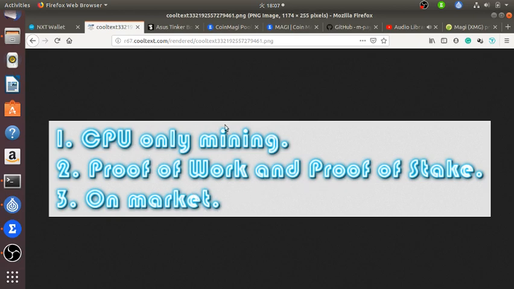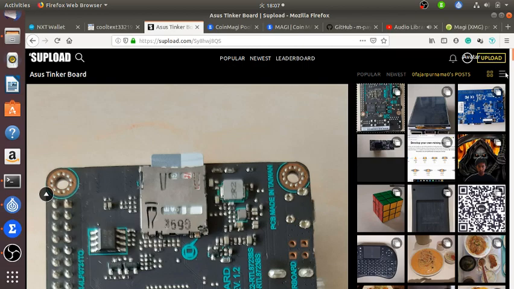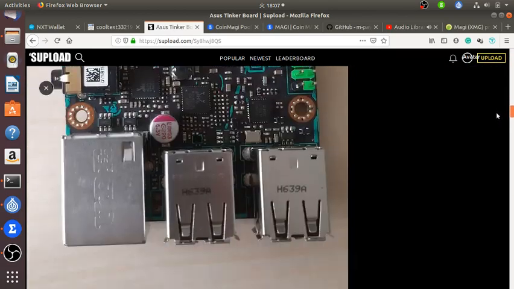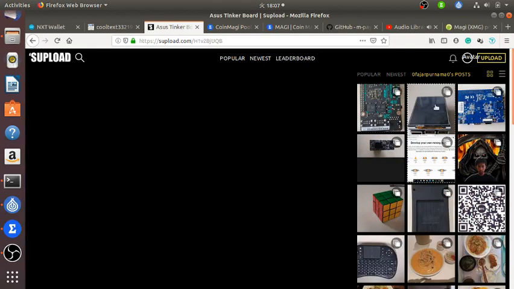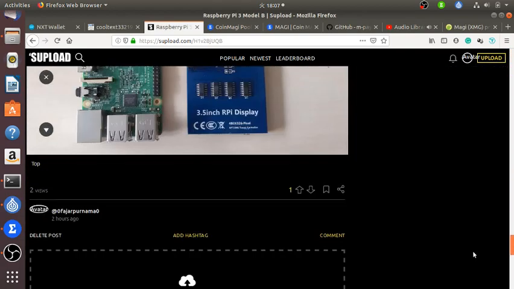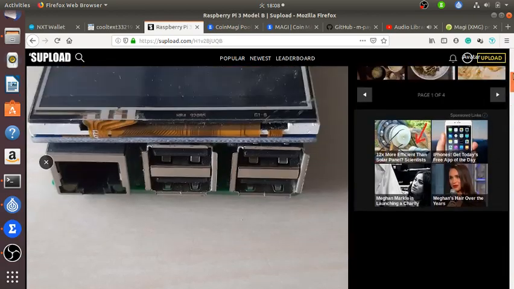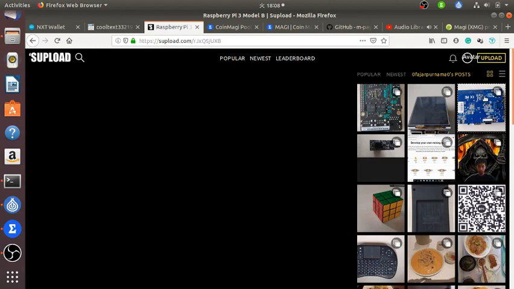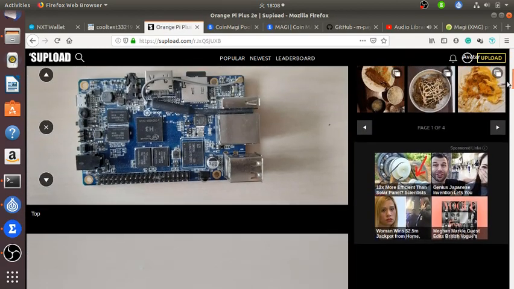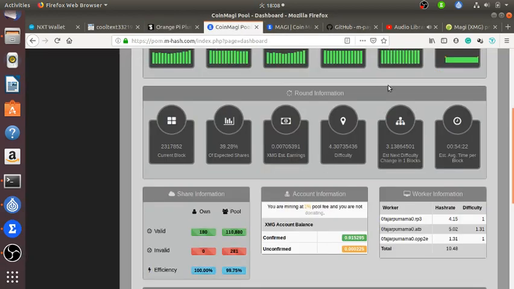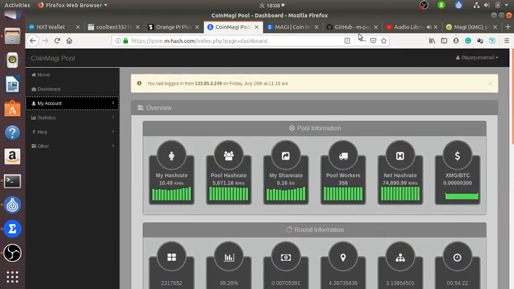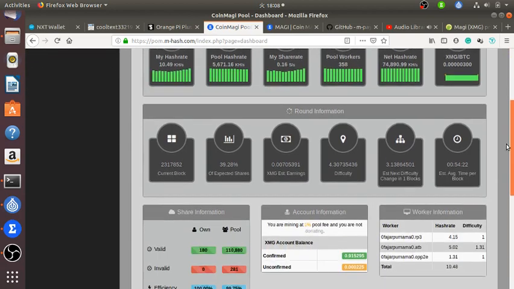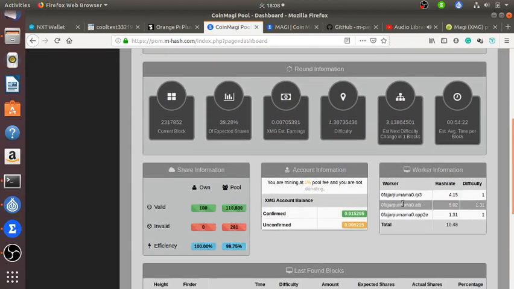So, CPU-only mining. I have three single board computers. One is my Asus Tinker Board, second is my Raspberry Pi 3 Model B, and then my Orange Pi Plus 2E. And the place I choose to mine is, I wonder if this is its official pool, the CoinMagi pool at pool.mmhash.com. And here it is. I have three devices already mining: Raspberry Pi 3, Asus Tinker Board, and Orange Pi Plus 2E.